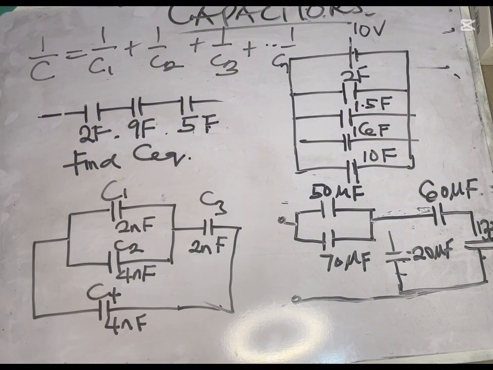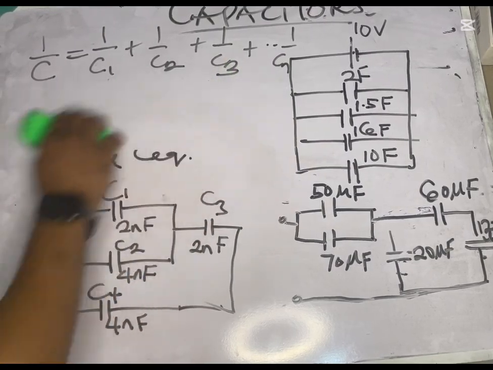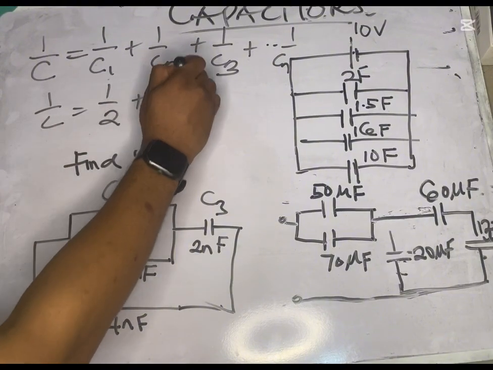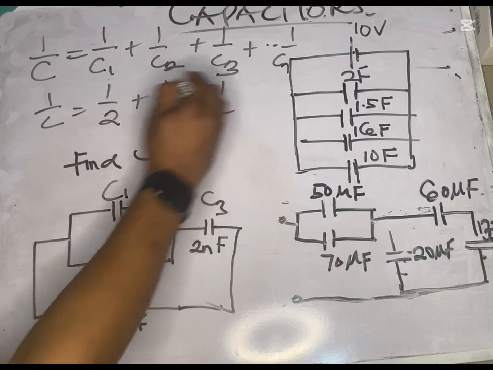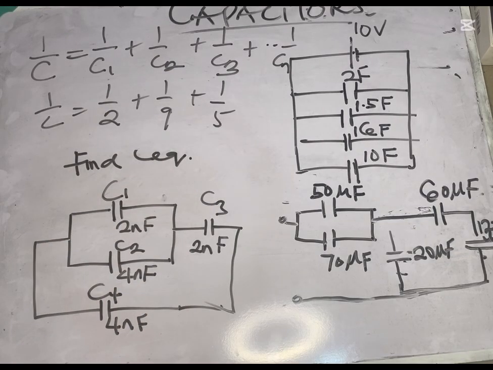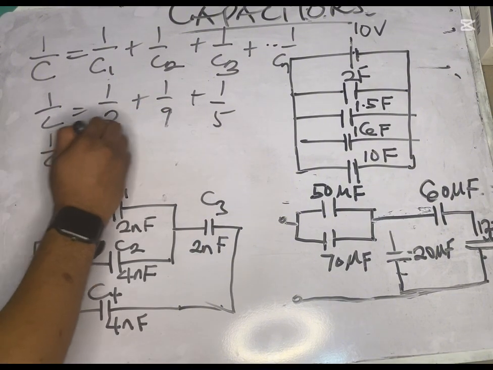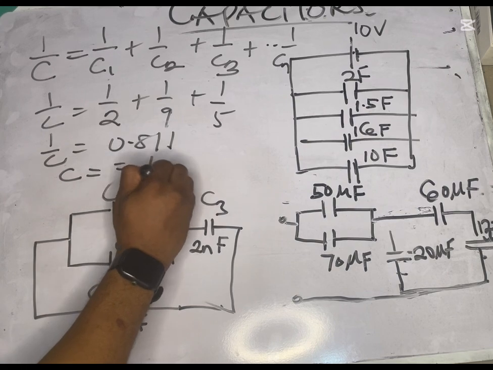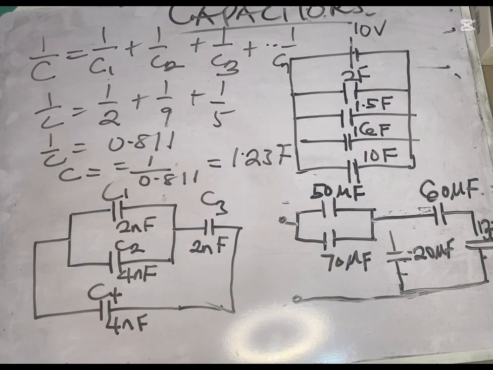So if we are to solve this, we'll have 1 over 2 plus 1 over 9 plus 1 over 5. So 1 over C will give us 1 over 2 plus 1 over 9 plus 1 over 5. When we solve that, we'll get 0.811. So 1 over C will be equal to 0.811. It means that C will be equal to 1 over 0.811, which will give us 1.23 farads. So that is the answer for the first one.